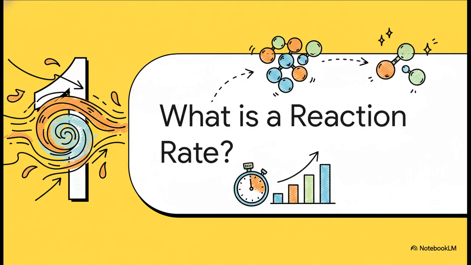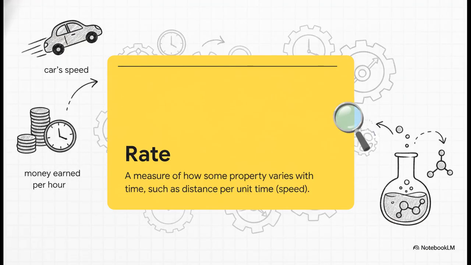Okay, so that brings us to the big question, right? When we talk about the speed or the rate of a reaction, what are we actually talking about? Let's break it down. The idea of a rate is something we're all super familiar with, even if we don't think about it. It's just a measure of how something changes over time. Your car's speed, for example, is just the rate of distance you cover per hour. Your wage? That's the rate of money you earn per hour. It's the exact same idea in chemistry.